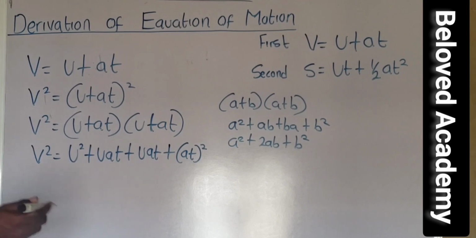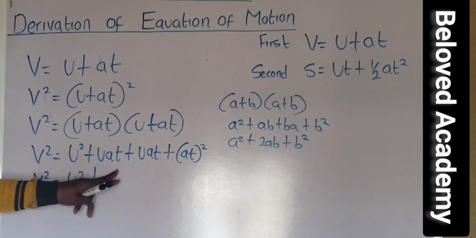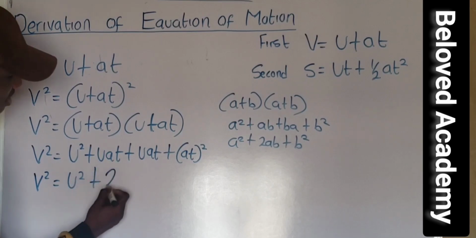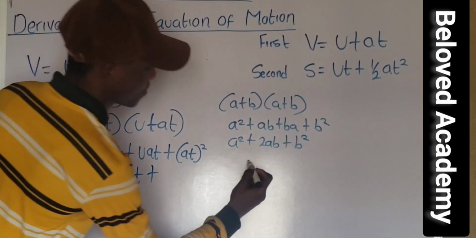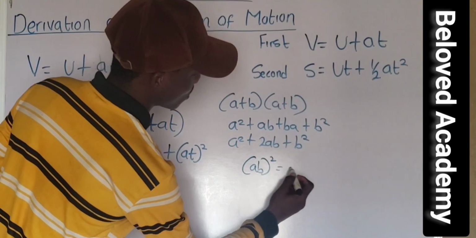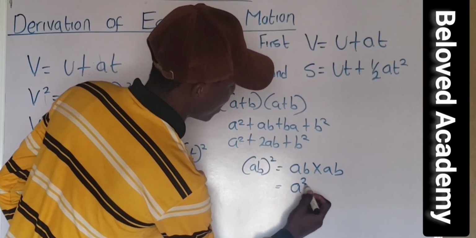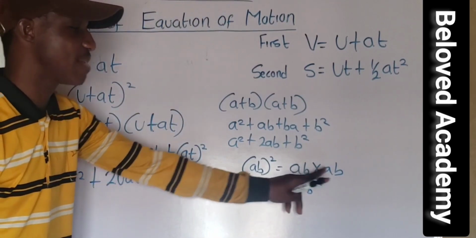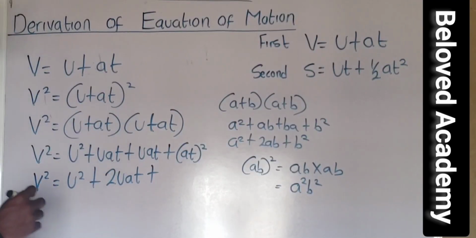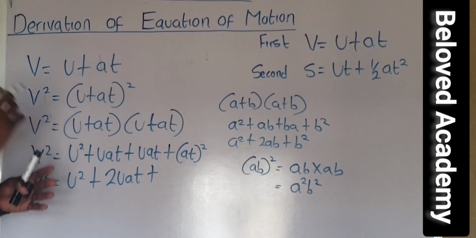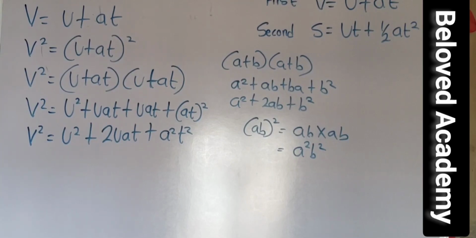Okay? Let's go. For this, I'm going to have V squared is equal to U squared plus UAT plus UAT, that is 2UAT. Plus, now, if you have AB squared, that is AB times AB, that is A squared B squared. Do you understand? Okay, now we have AT squared, that will be A squared T squared. Now, I want you to pay attention here.